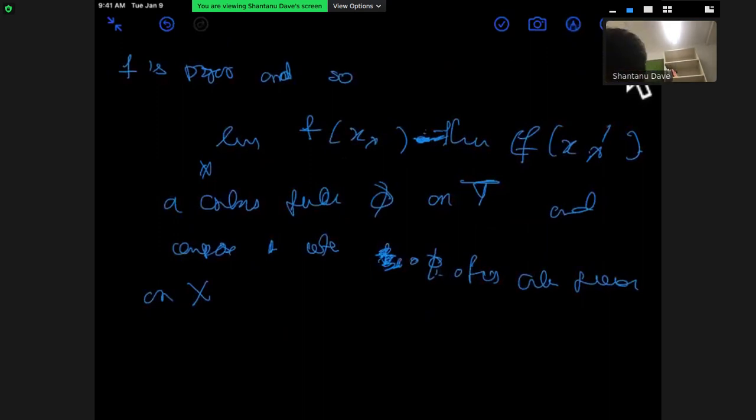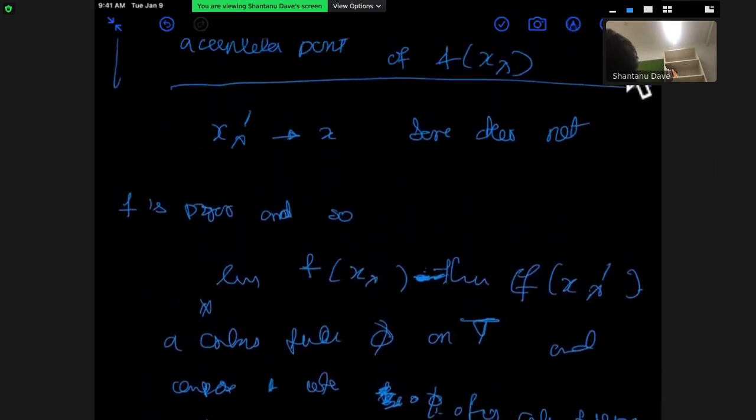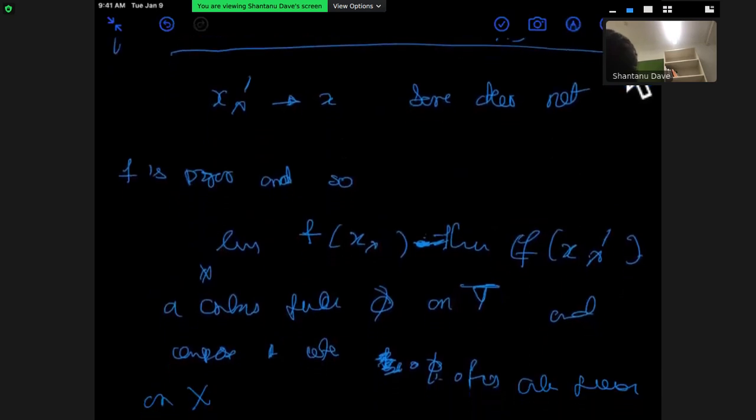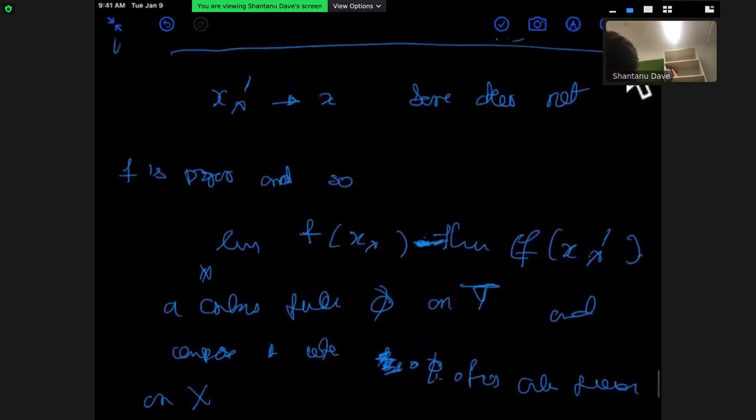Somehow I'm getting confused. This is a very simple argument, and I don't know what has happened to my brain all of a sudden. I get confused sometimes. But I don't want to look into the notes, as it would take me forever.